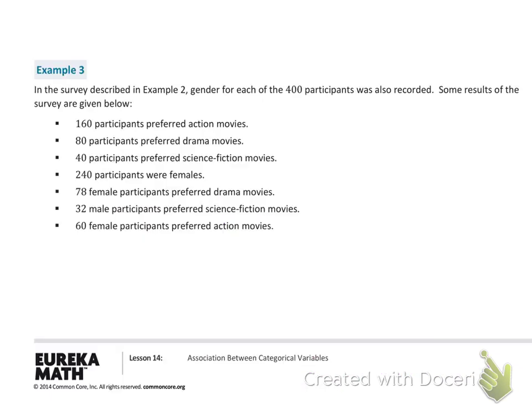All right, we've got another example here. So we're going to stay on this theme of movie preference. So in the survey described in example 2, gender for each of the 400 participants was also recorded. Some of the results are given below. 160 preferred action, 80 preferred drama, and so on. You can see the results there.